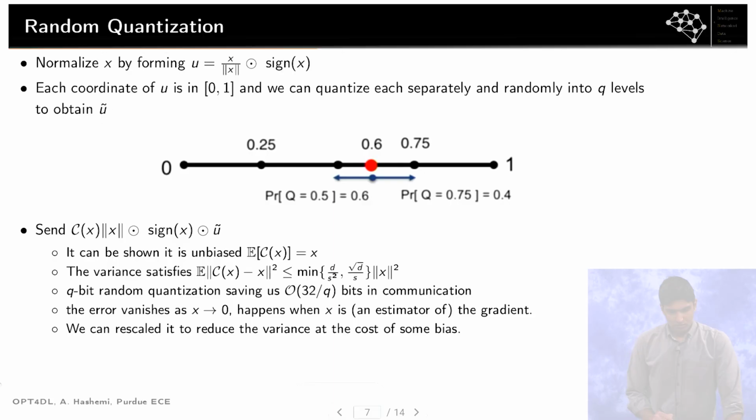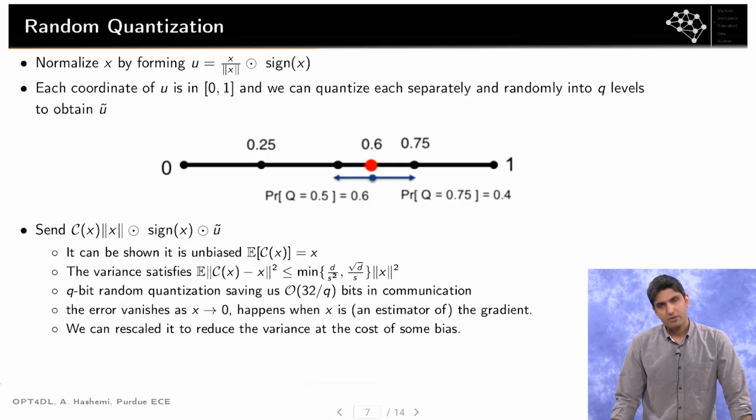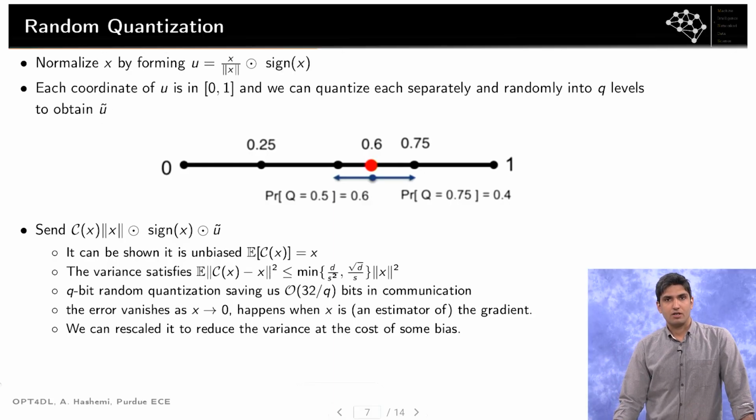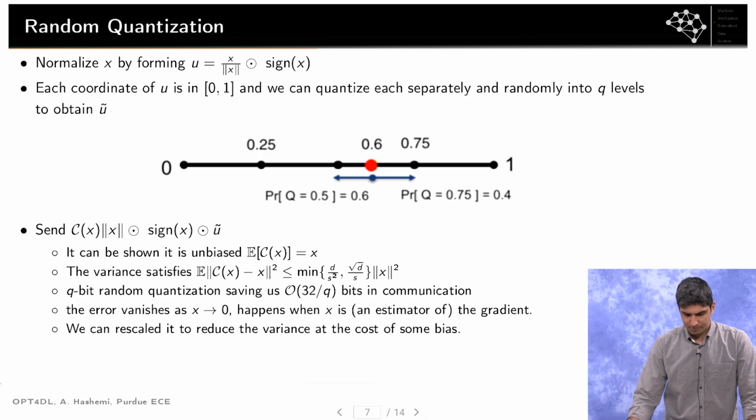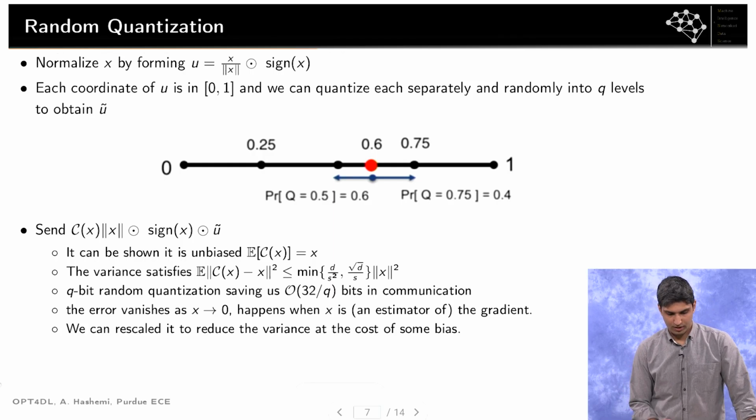All right, so the examples we talked about so far were basically on sparsification. We talked about random sparsification, we talked about top K sparsification, also random dropout. Let's talk about an example on quantization. This is basically referred to as QSGD in the literature.